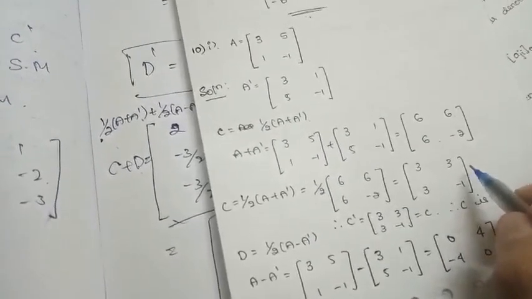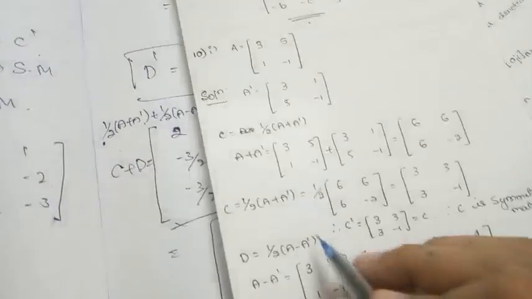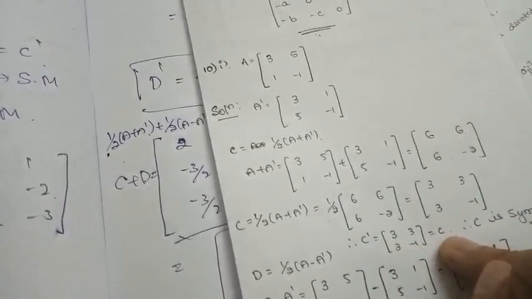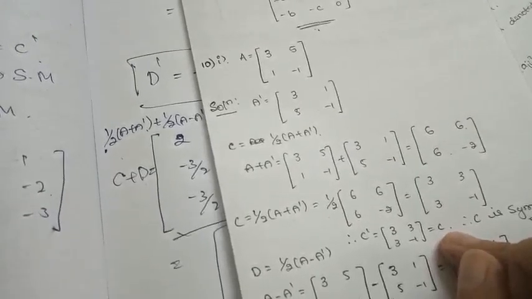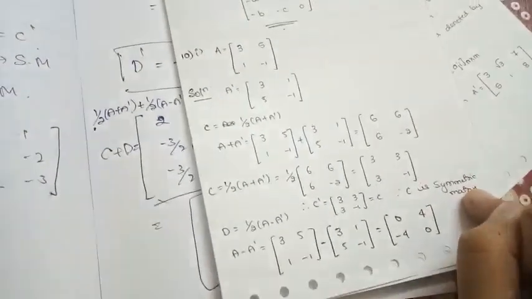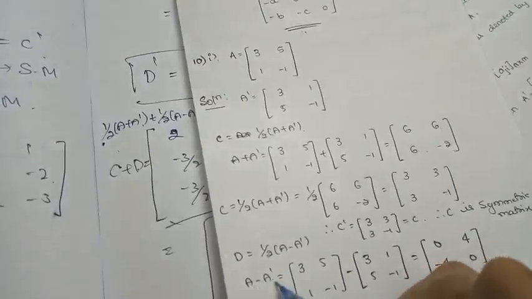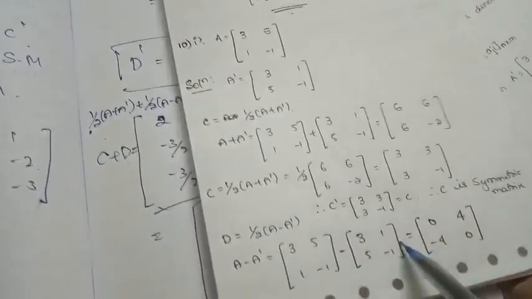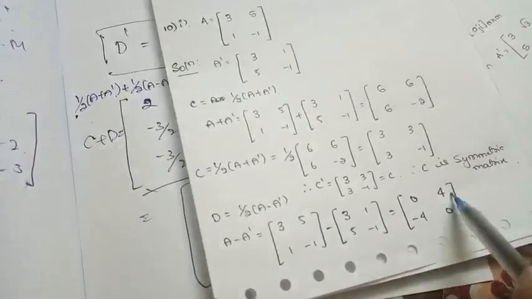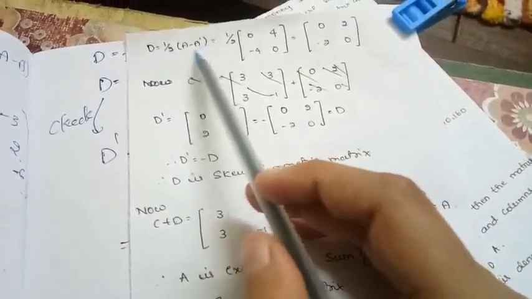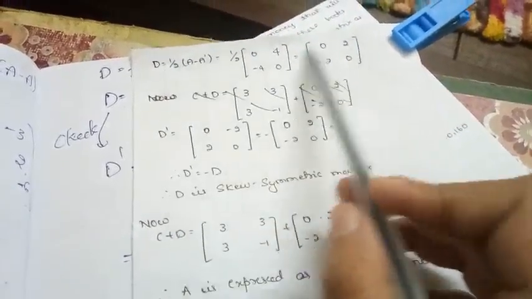Now I need to check whether the matrix C is symmetric or skew symmetric. So for checking, I just took the transpose of that matrix. By taking the transpose, I got the matrix C itself, that is C transpose is equal to C. So C is our symmetric matrix. Similarly, I called half of A minus A transpose a matrix D. To get the matrix D, first I need to subtract A minus A transpose. By subtracting, I got the matrix A minus A transpose. After getting A minus A transpose, I multiplied half to that matrix, and I got the matrix D.